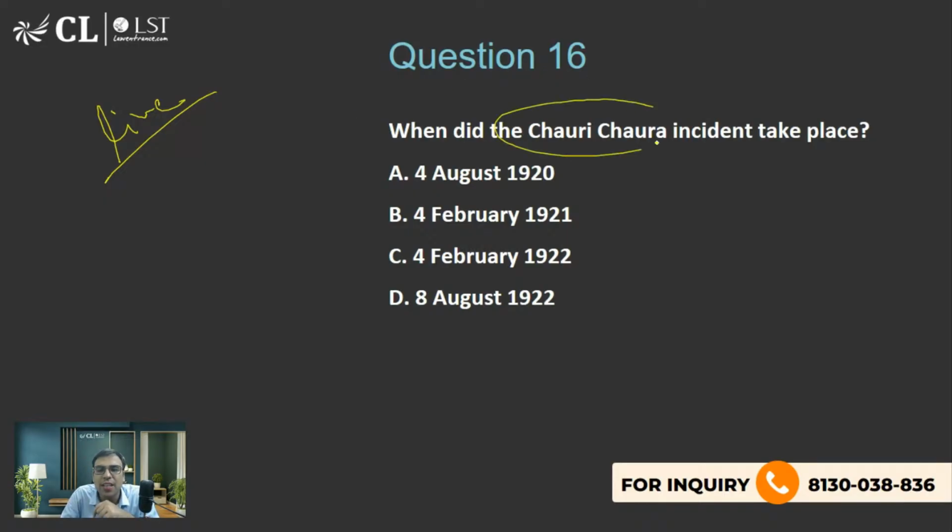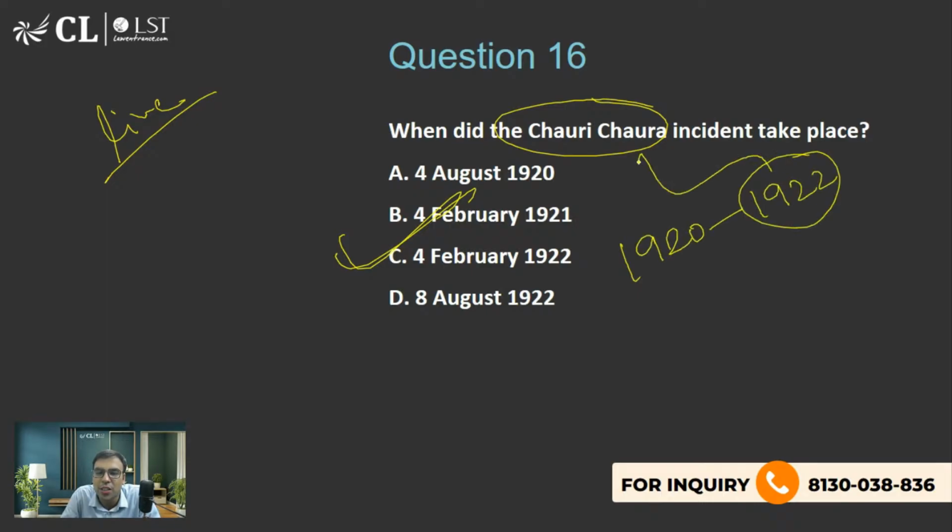The next is, when did the Chauri Chaura incident take place? And can you please tell me any link with that? Like, what was the link? The right answer is February 1922. बस इतना याद रखिए. Actually क्या हुआ था? There was a movement that started in 1920, and this movement stopped in 1922 because of this Chauri Chaura incident. Which movement am I talking about?